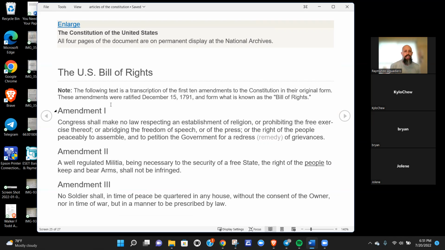Amendment 2: A well-regulated militia being necessary to the security of a free state, the right of the people to keep and bear arms shall not be infringed. We're not talking about the citizens. We're not talking about the persons. The people of the nation, the right to keep and bear arms. So keeping arms is one thing. Bearing means taking on the responsibility. When you bear children, you're taking responsibility of it.